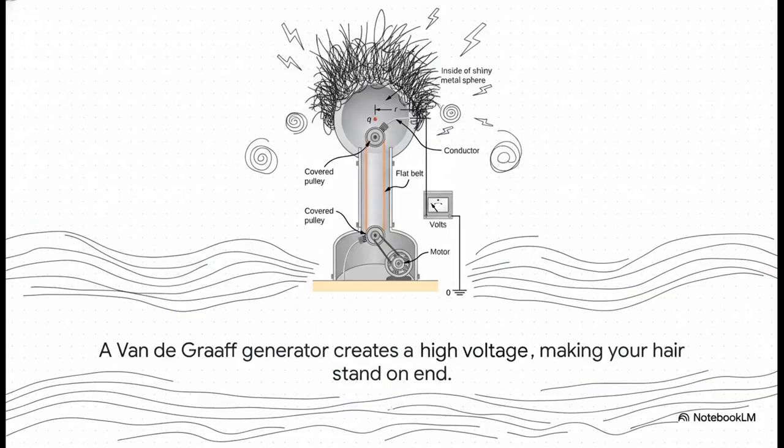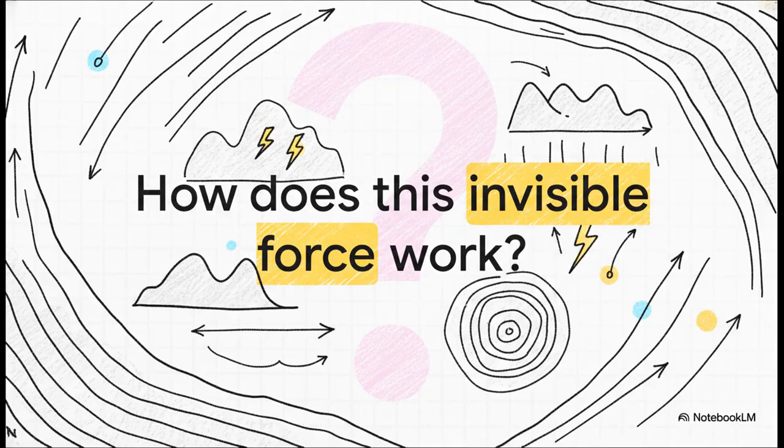The classic Van de Graaff generator. It's that magic ball that makes your hair stand on end. And it does that by building up a crazy high voltage. We're talking over 100,000 volts. The effect is super dramatic and visible, but the force making it all happen? Completely invisible. So, what is really going on? How do we even begin to understand this powerful, invisible world? Well, the answer lies in this amazing idea called electric potential.